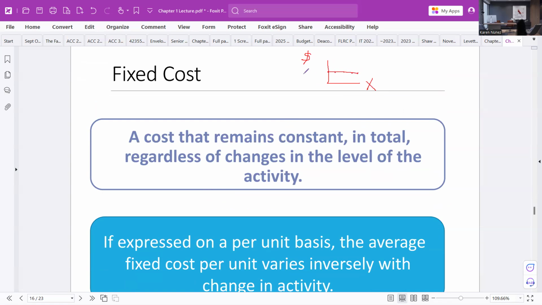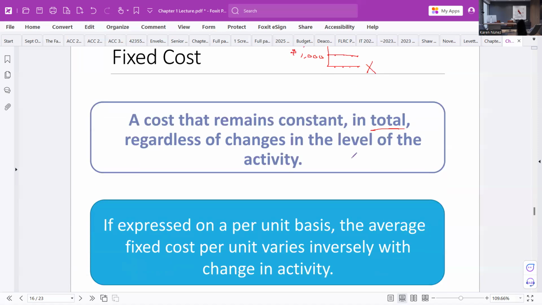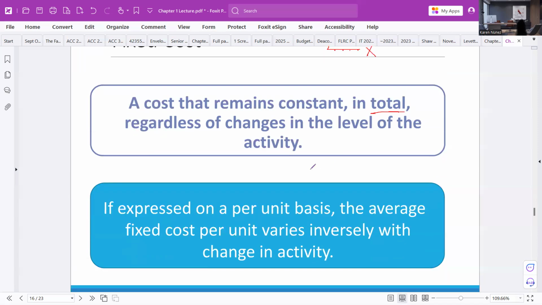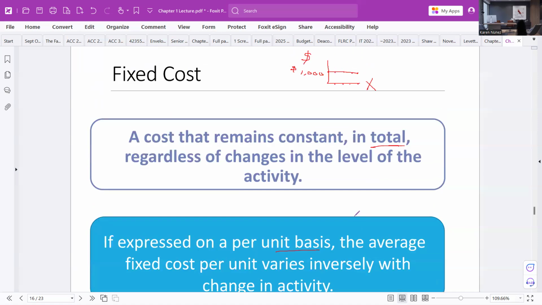So, for example, say you have rent that is $1,000 a month. It doesn't matter how many units you sell. The rent's $1,000 a month, right? Whether you're down here or here or here or here, that fixed cost is $1,000 per month. It is constant. So a fixed cost is a cost that remains constant in total, regardless of changes in the level of activity. But fixed cost on a per unit basis, that average fixed cost, is going to vary inversely with changes in the activity.